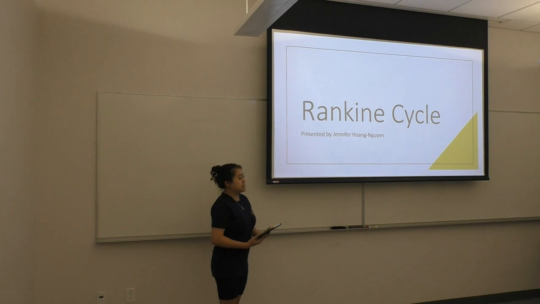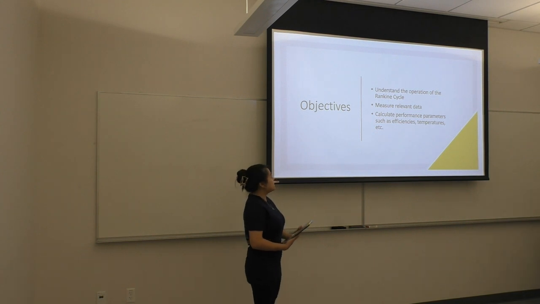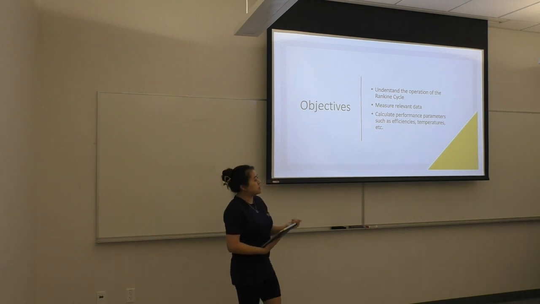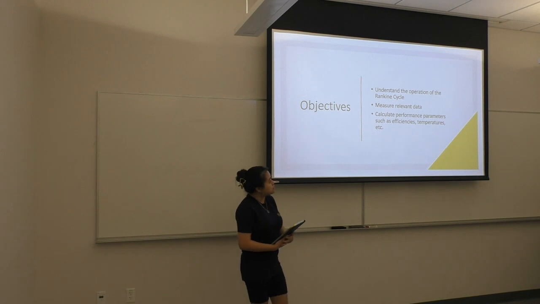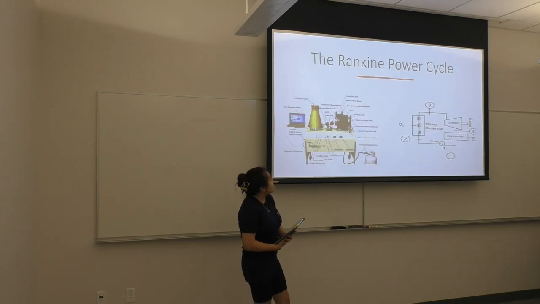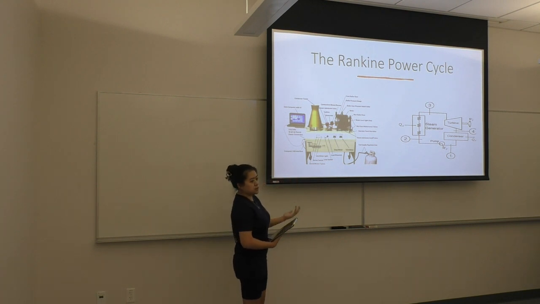We did the Rankine cycle last week. We had 3 main objectives for this lab. It was basically to understand the operation of the Rankine cycle, to measure relevant data, and to also calculate the performance parameters such as efficiency and temperatures. To your left, this is the apparatus that you'll see in lab for those that are doing the Rankine cycle next week.